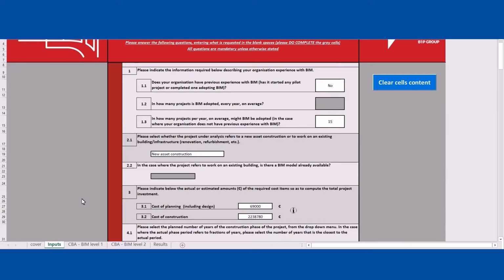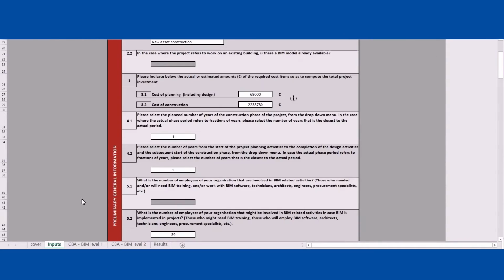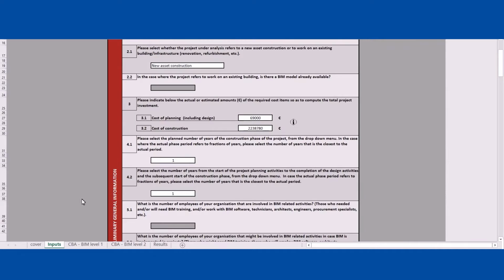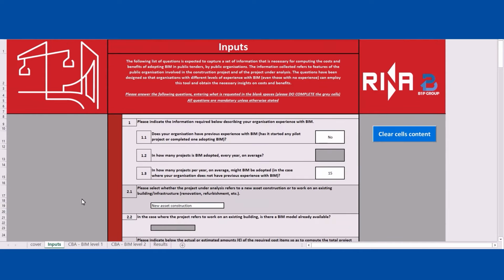Input. First section. Preliminary General Information. Let's have a look at the first section called Preliminary General Information. In the first question, select whether the organisation involved in a construction project has prior experience with BIM, or if the project under study is the first time using BIM.